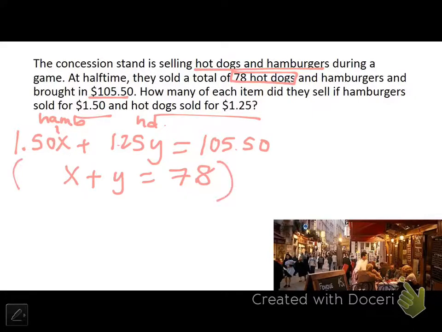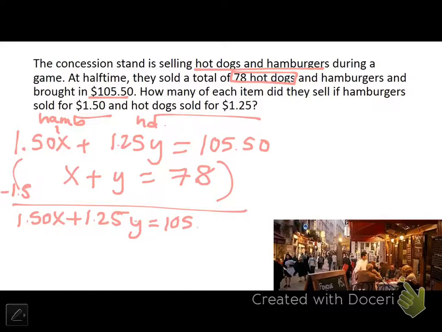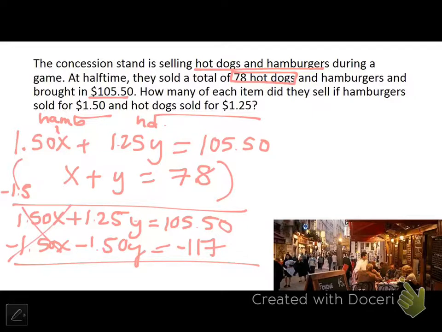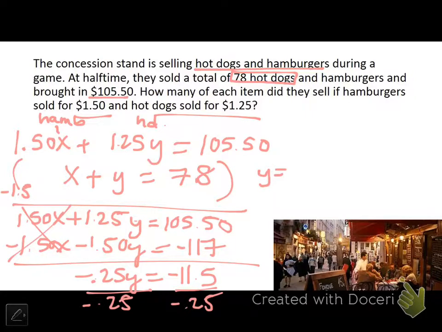So now let's just multiply this by -1.50. So I get -1.50x minus 1.50y is equal to 78 times -1.50 is -117. Add down, so our x's will cancel. This should be -0.25y is equal to -11.50. Divide both sides by -0.25. So then my y should be 46. Well, what does my y stand for again? Hot dogs. So there are 46 hot dogs.